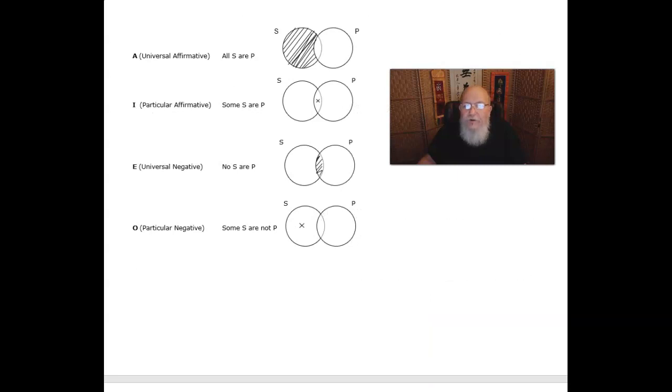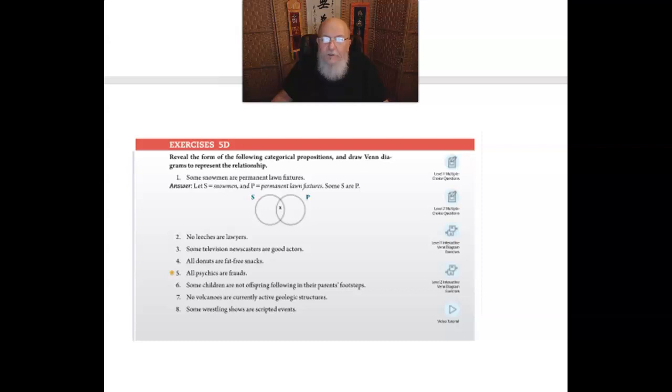So let's put it all together with our Venns, right? An A proposition is a universal affirmative. Its universal form is all S are P, and we diagram it like this. An I is a particular affirmative. It has the universal form some S are P, and it's diagrammed like this. An E is a universal negative. It has the form no S are P, and it's diagrammed like this. And an O is a particular negative, and it has the form some S are not P, and it's diagrammed like this.